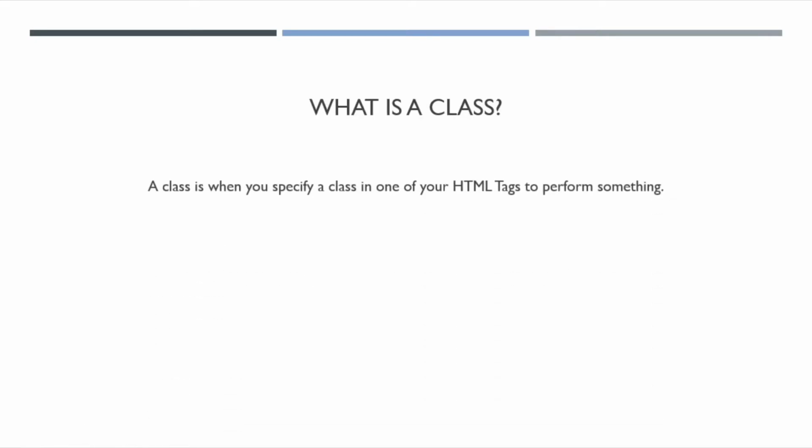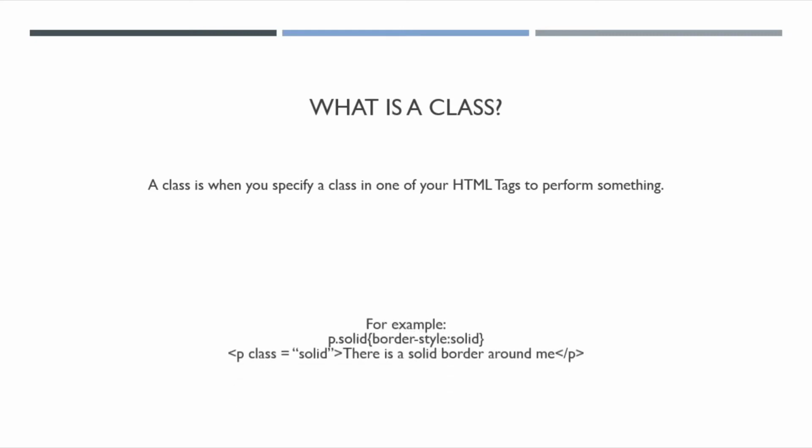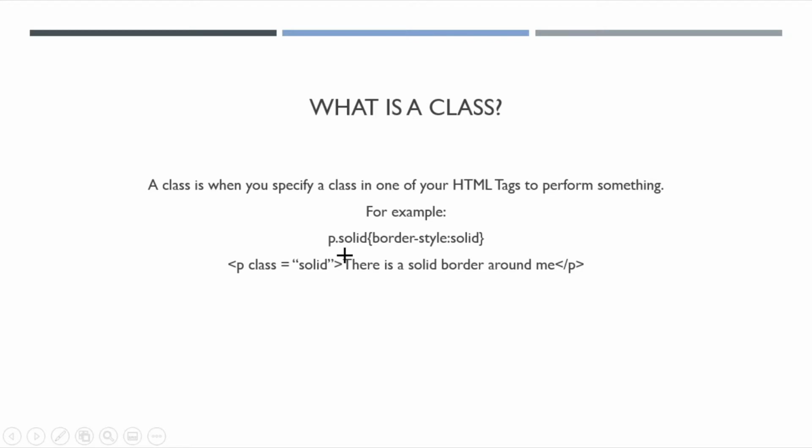What is a class? A class is when you specify a class in one of your HTML tags to perform something. So for example, this is an example right here. We put p.solid, which is paragraph.solid, and we've done a border style of solid, and we put it in the paragraph tag right here, which is a class, and we named it solid right here.